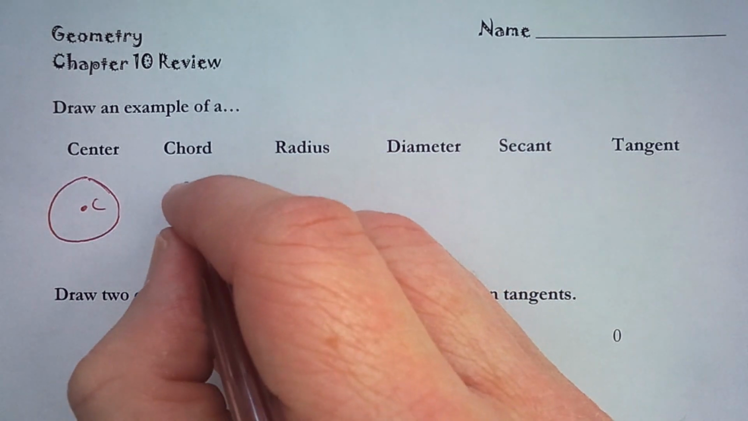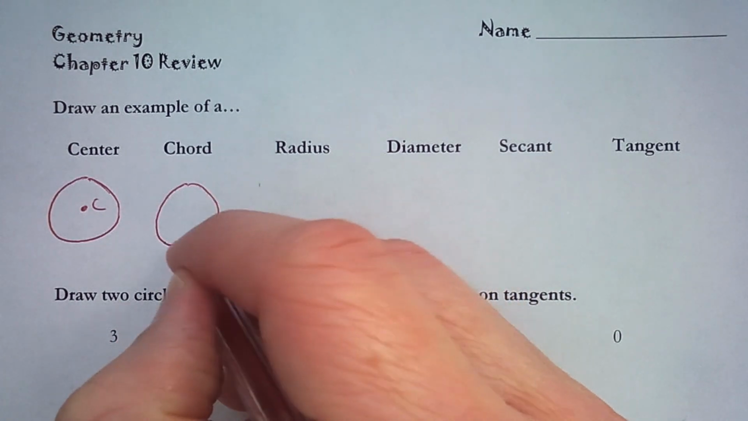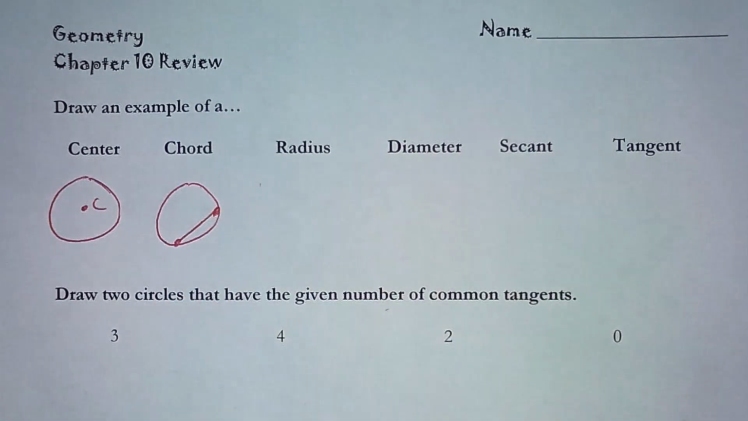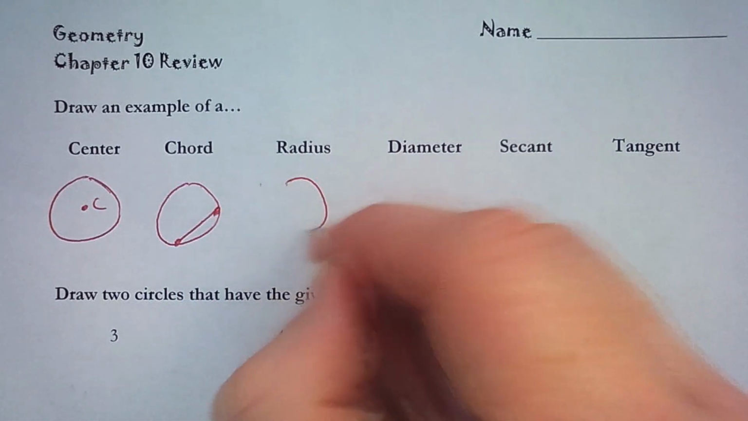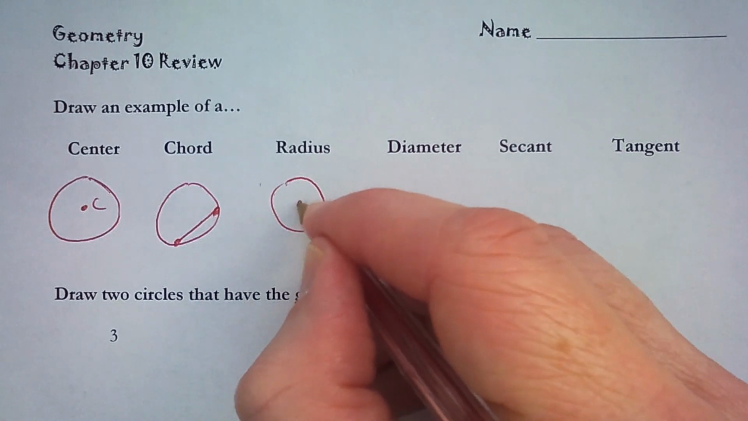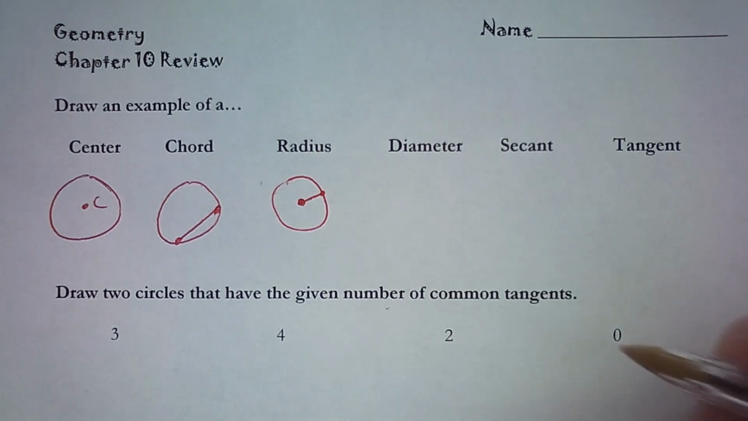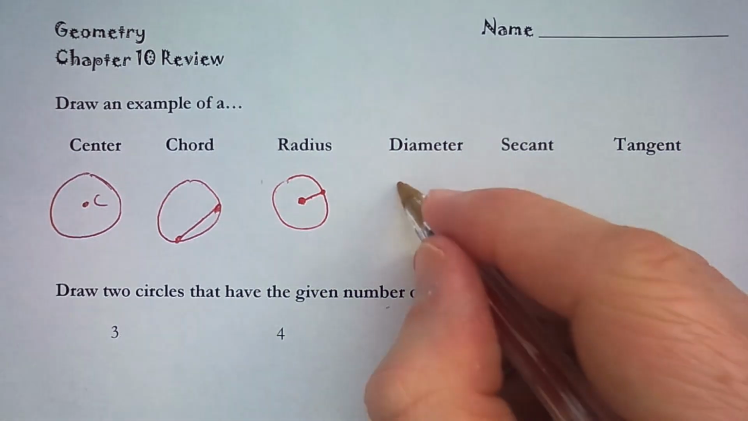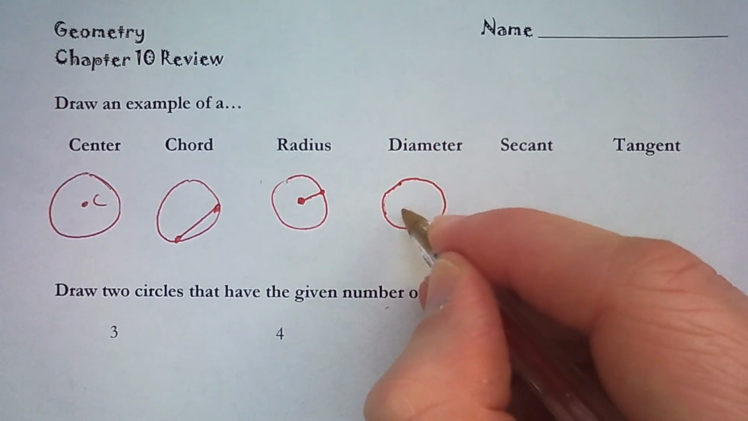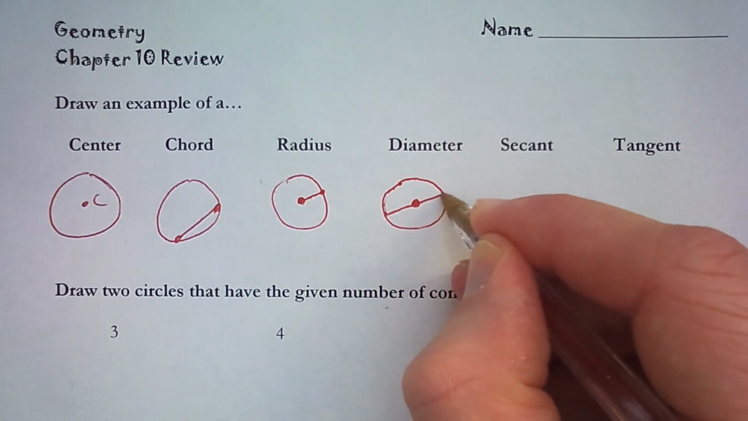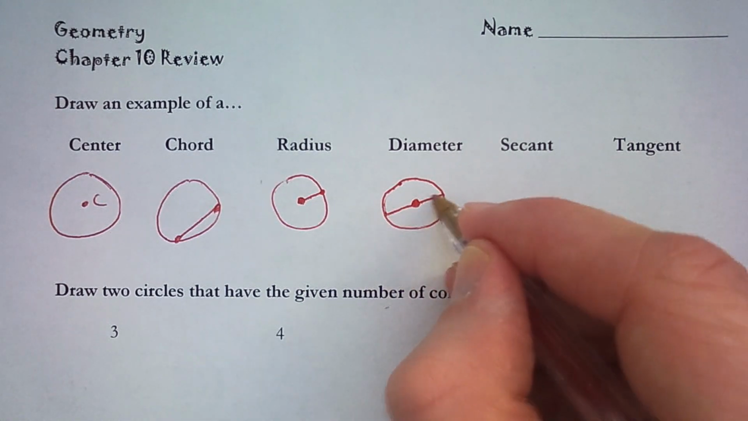A chord of a circle is a segment with its endpoints on the circle. So there is a chord. A radius is a segment that extends from the center to a point on the circle. A diameter is a chord that goes through the center of the circle. It happens to be made up of two radii.